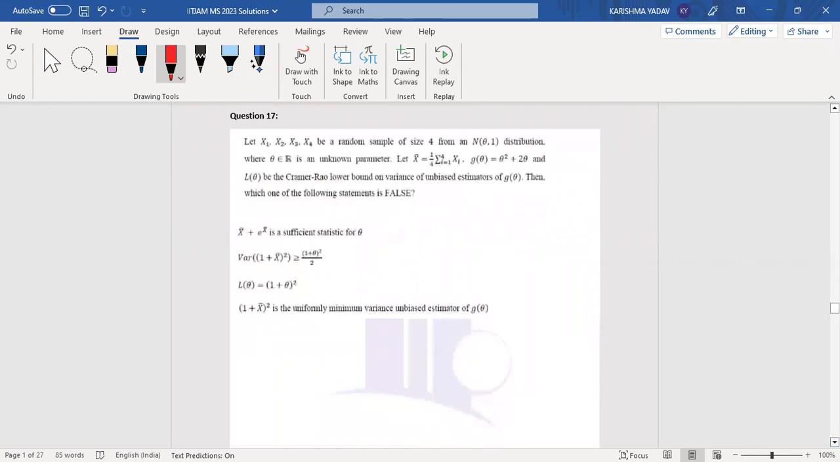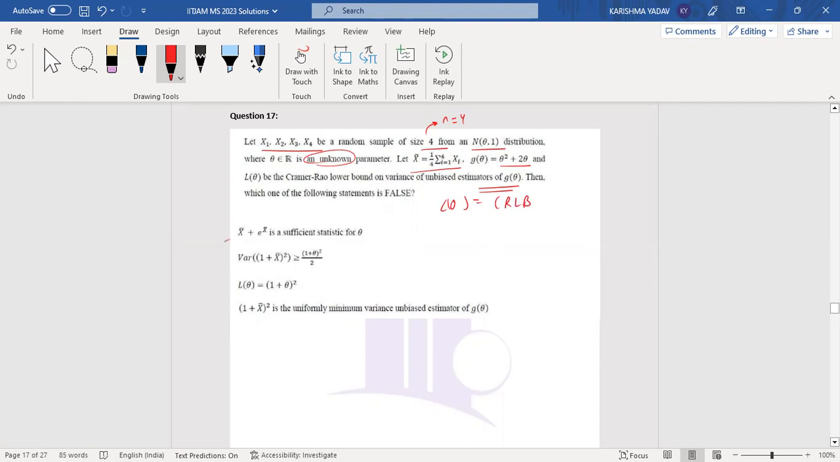In question number 17, it is given that X1, X2, X3, X4 is a random sample of size 4, so n is equal to 4, from a Normal(theta, 1) distribution where theta is an unknown parameter. Let X bar equal 1/4 sigma Xi, and g(theta) equal theta square plus 2 theta. And let L(theta) be the Cramer-Rao lower bound on the variance of unbiased estimators of g(theta). Then which one of the following statements is true?